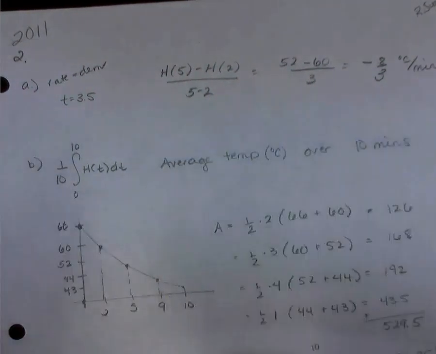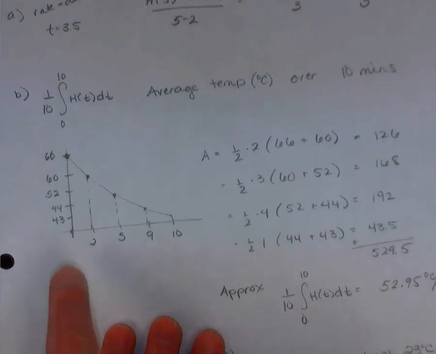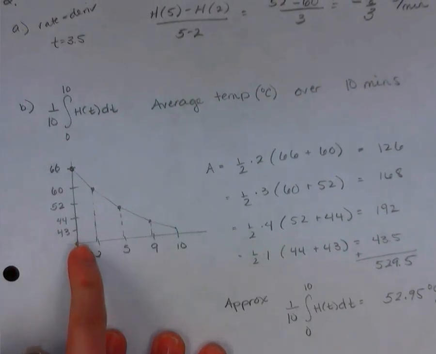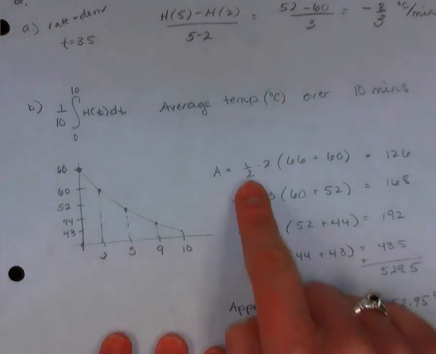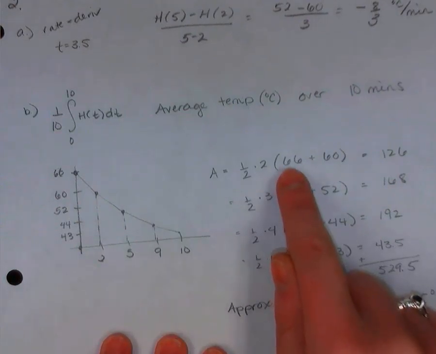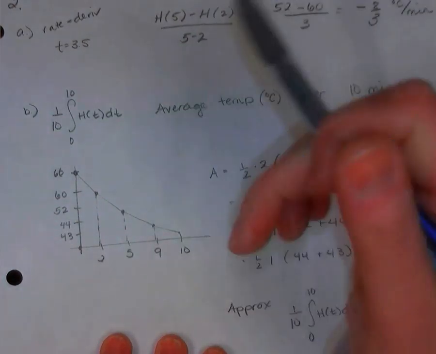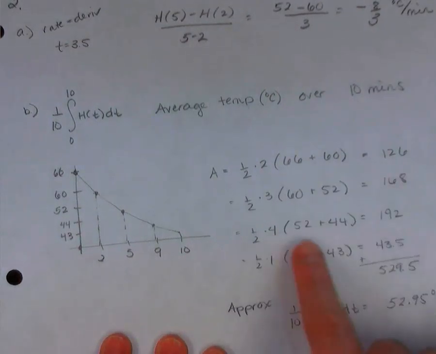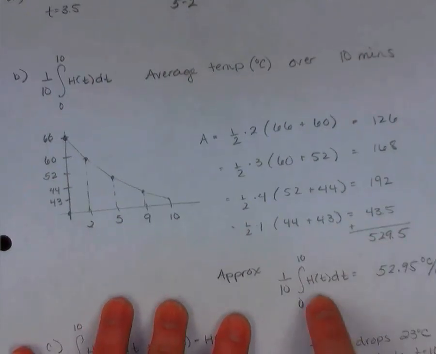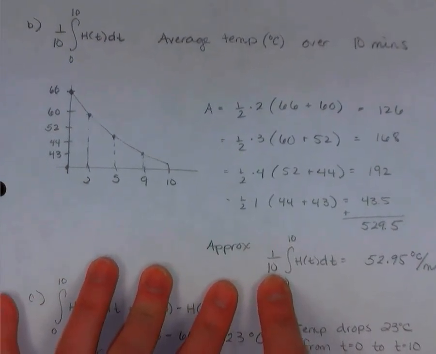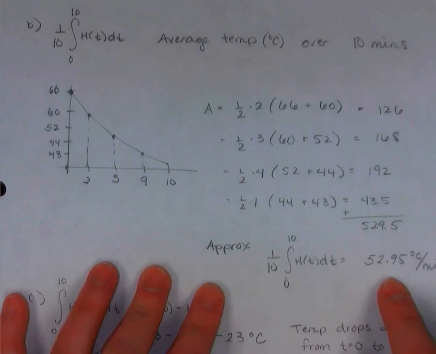And now I want to do my trapezoidal sum. So I'm sketching out the points that are plotted to find the area of each trapezoid. 1/2 the height, which is actually the distance on the x-axis, times base plus base. The bases actually come from my y coordinates. So I find the areas of all the trapezoids, and you don't want to forget that you have to multiply it by 1/10 because we want the average. So my final answer, 52.95 degrees Celsius per minute.